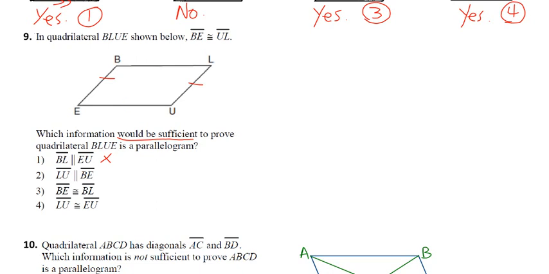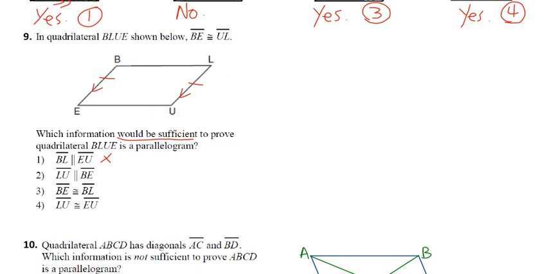And then number 2 says LU is parallel to BE. So LU parallel to BE. And that's what we have now. And we have one pair of opposite sides that is congruent and parallel at the same time. And that would be sufficient to say that this is a parallelogram.